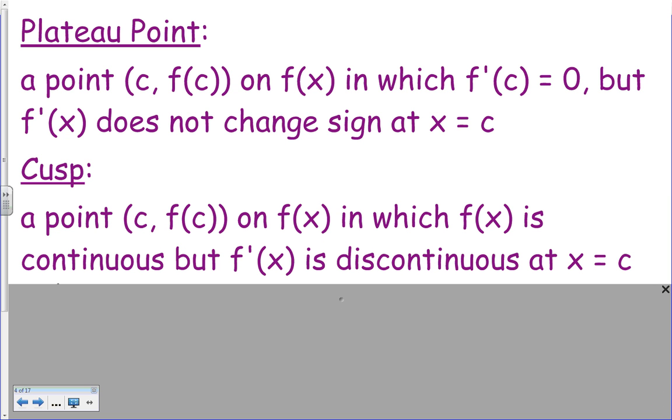We actually saw a sketch of a cusp here just a second ago, but here's our definition of a cusp. A cusp is a point c, f of c on f of x, in which f of x is continuous, but f prime is discontinuous at c. And basically these are points where you see kind of a sharp change in direction there. It's not a nice smooth curve, but rather there's some quick change in direction, and that gives us a cusp as a result.